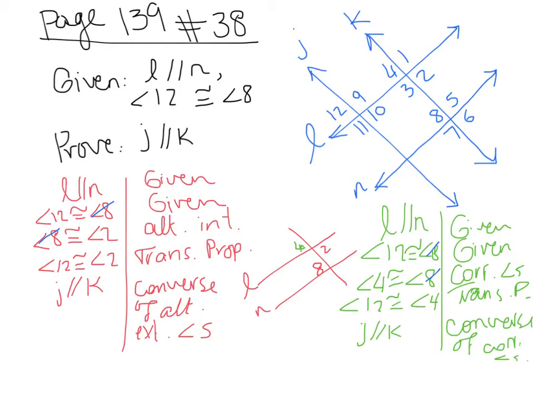So two ways to do that one, and they're both very valid. Your key is to just find a bridge angle, whether 2 or 4. You can pick either. Alrighty, hope this helps. Let's go to number 39.